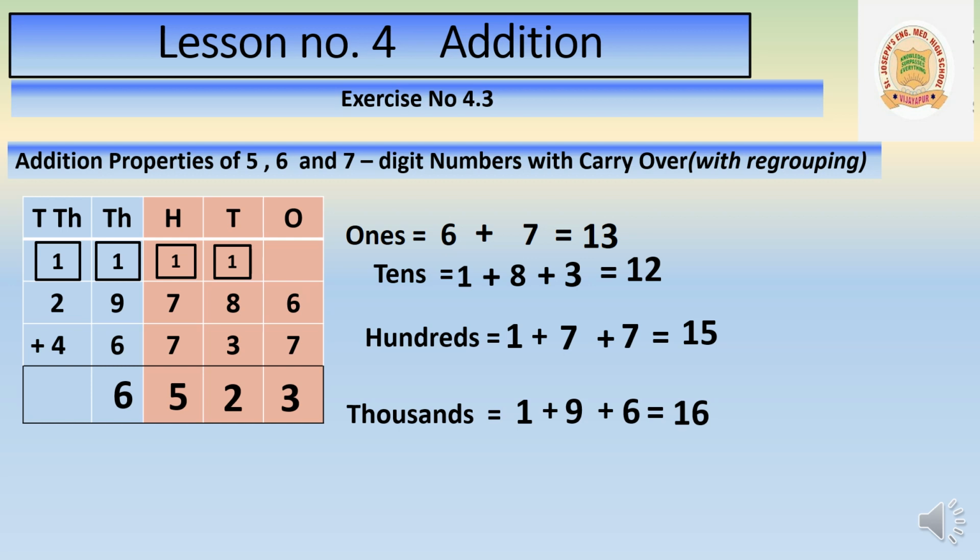Now we have to add the 10,000's place numbers. 1 plus 2 is 3, because the carry number is 1, plus 2 is the given number, and 4 is also given. So 1 plus 2 is 3, 3 plus 4 is 7. So the answer became 76,523. This is the answer.